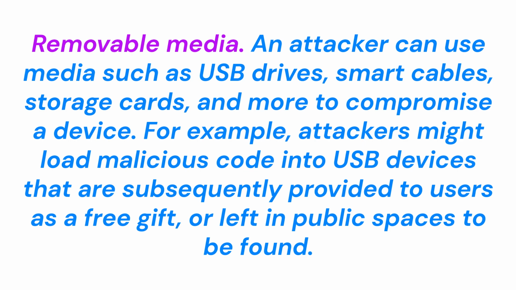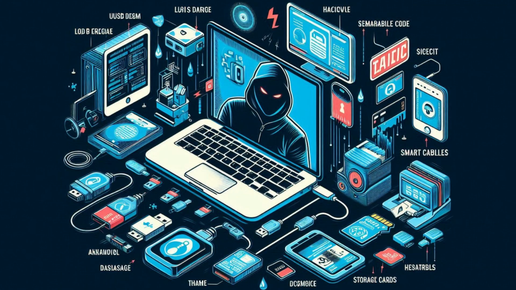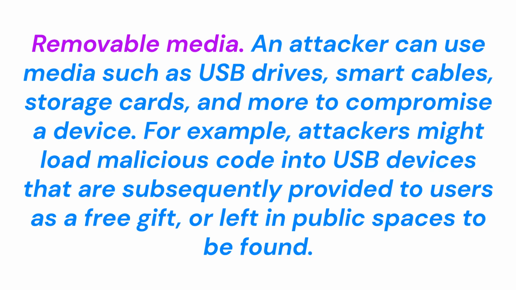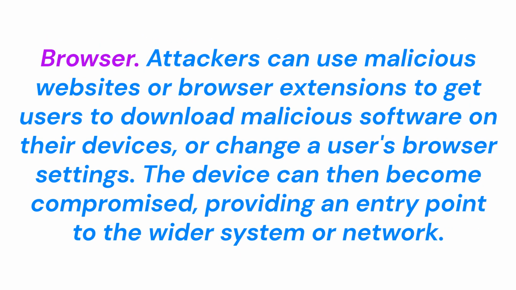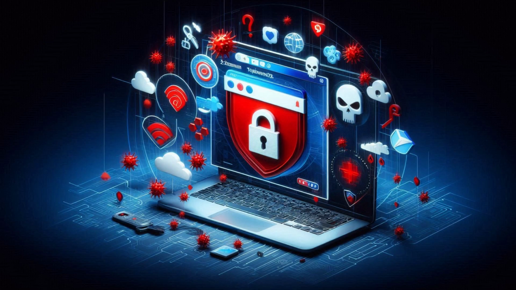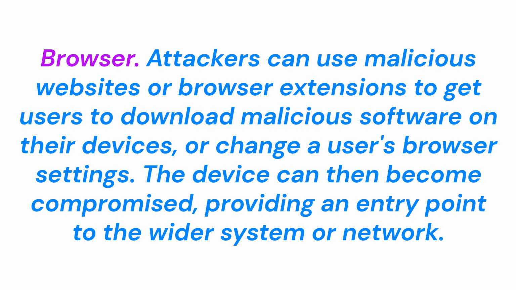Here are some examples. Removable media. An attacker can use media such as USB drives, smart cables, storage cards, and more to compromise a device. For example, attackers might load malicious code into USB devices that are subsequently provided to users as a free gift or left in public spaces to be found. When they're plugged in, the damage is done. Browser. Attackers can use malicious websites or browser extensions to get users to download malicious software on their devices or change a user's browser settings. The device can then become compromised, providing an entry point to the wider system or network.